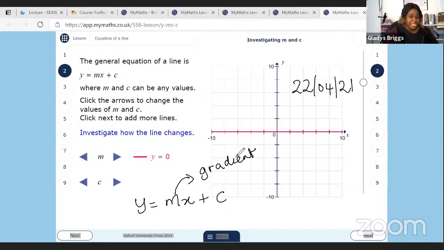M is the gradient. We looked at gradients a lot, and we've been looking at it even now in further maths. We looked at it a lot in foundation maths when we were doing differentiation. And then C is the intercept, where it cuts the Y axis. It's the Y intercept. And that is the equation of a straight line.